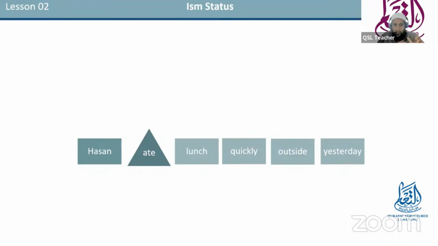Okay, so the first question you need to be asking yourself is, what's the action word? He buys shawarmas for his class sometimes. What's the action word? Buys. Buys is the action word. That's the fi'l. The next question you need to be asking yourself is, who is doing the buying? He. So he is rafa. So buys is the fi'l. He is the rafa. Now you need to ask yourself, what's the nasab?